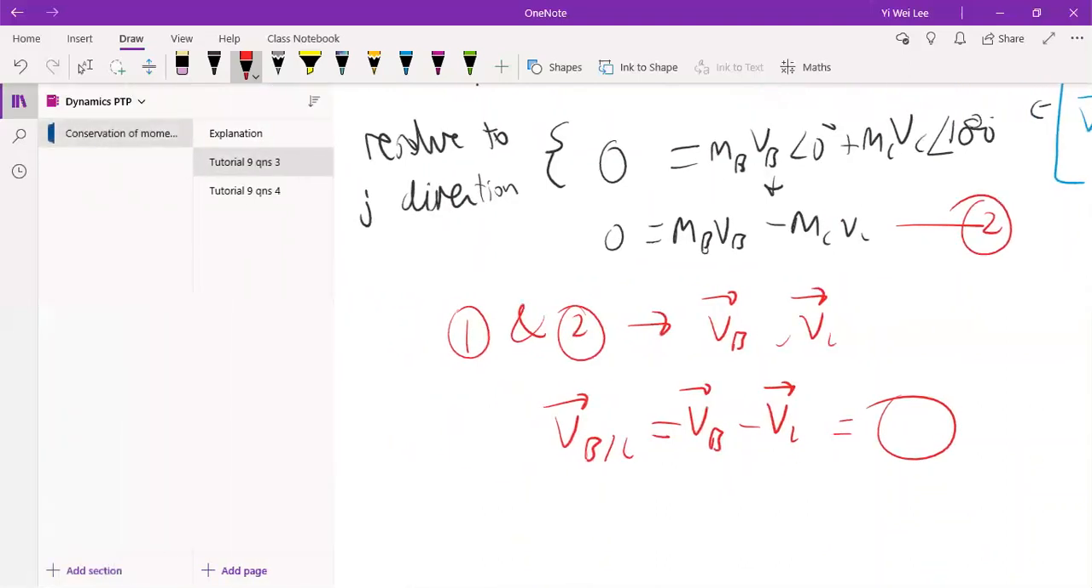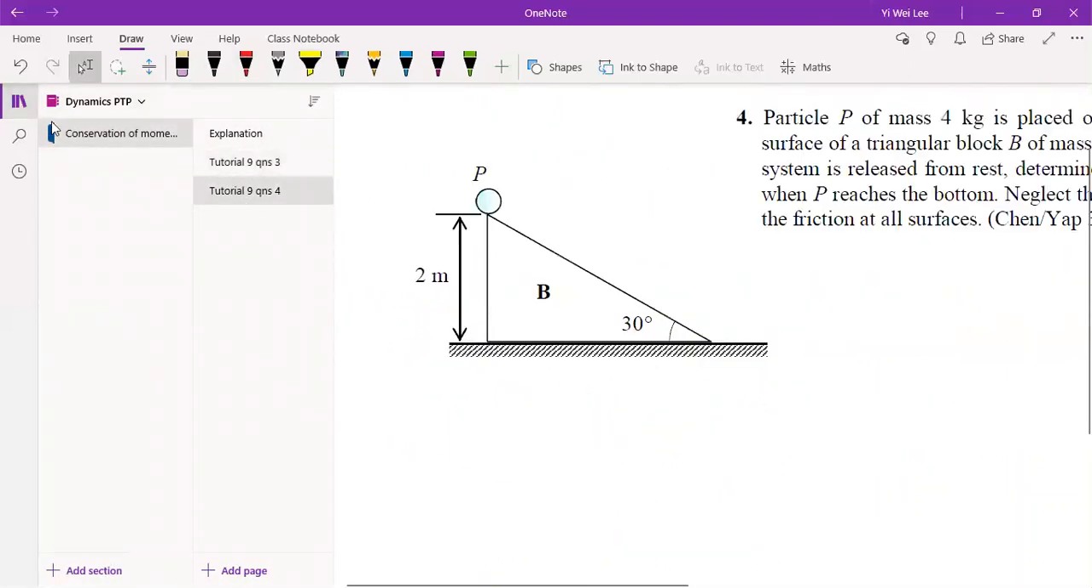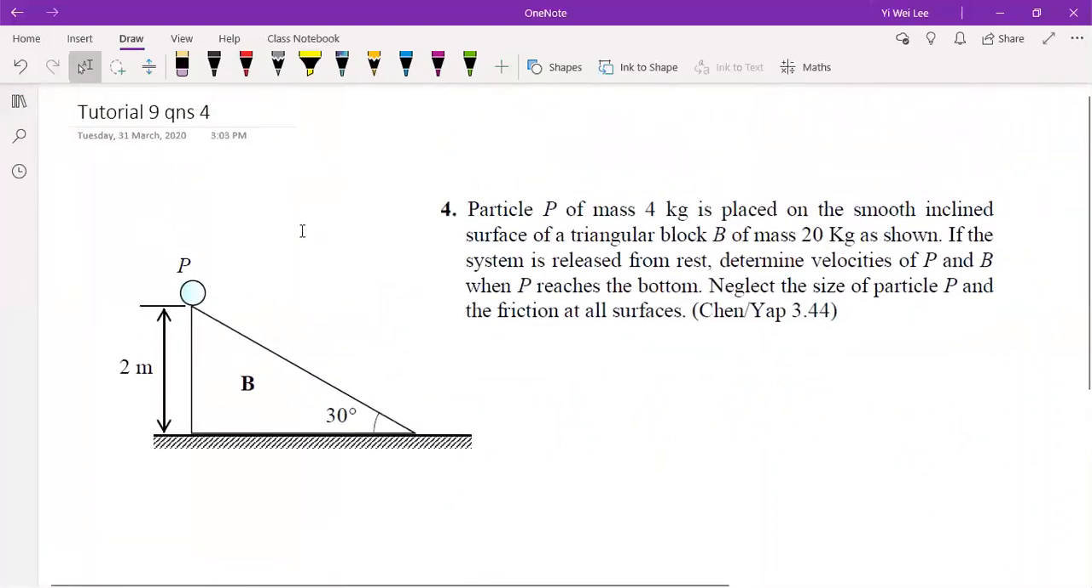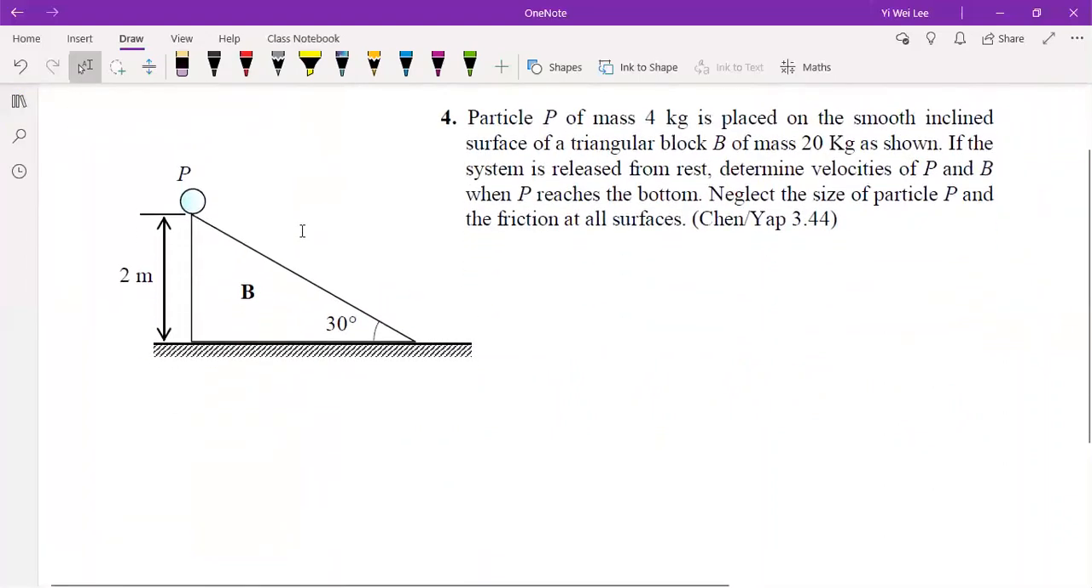All right. Now, this is done with tutorial 9 question 3. Now let's talk about tutorial 9 question 4. This is a very interesting question, right? This question is actually more than it meets the eye. So I'm going to spend quite some time to actually dissect this question, and I hope that you can actually understand what I'm trying to say here.